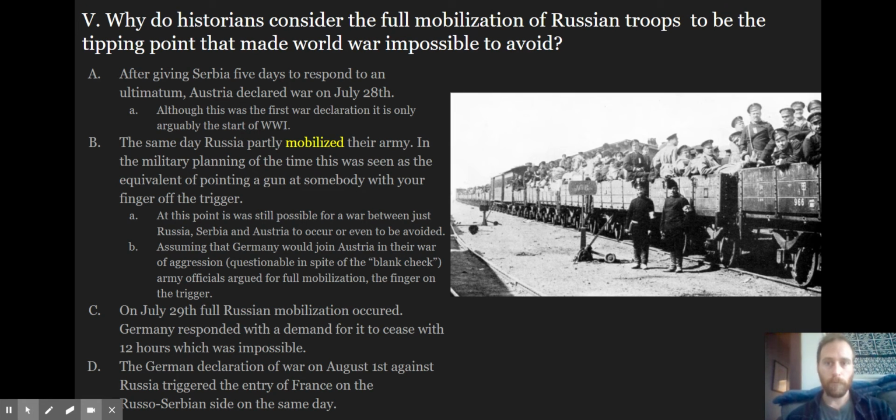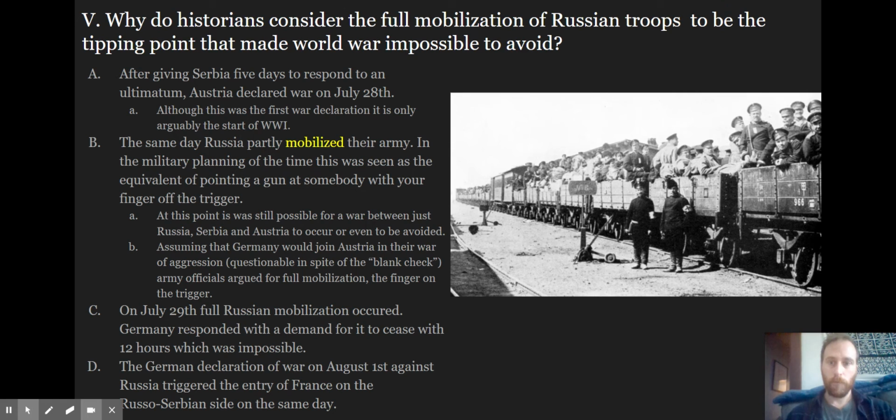Russia, allied with Serbia, partially mobilizes their army, and that's what you're looking at here. They put them on train cars, they get them to meet up, bring them in from the countryside. Again, the military planning at the time said if you mobilize, you can't back down, or else other countries will see you as weak and they'll destroy you. So it's still possible, once Russia partially mobilizes, to theoretically avoid war. They haven't fully mobilized. Maybe they could back down.